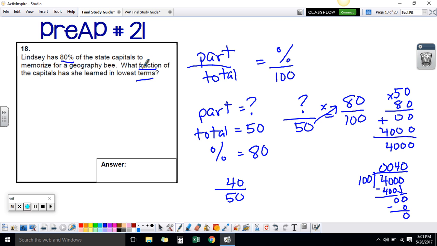The question asks for a fraction in lowest terms. Okay, so I've got 40 divided by 50, or 40 over 50. I want to simplify. Let's divide by 10 because they both end in 0. So our answer should be 4/5. And that is your fraction in lowest terms because you can't simplify that one anymore.